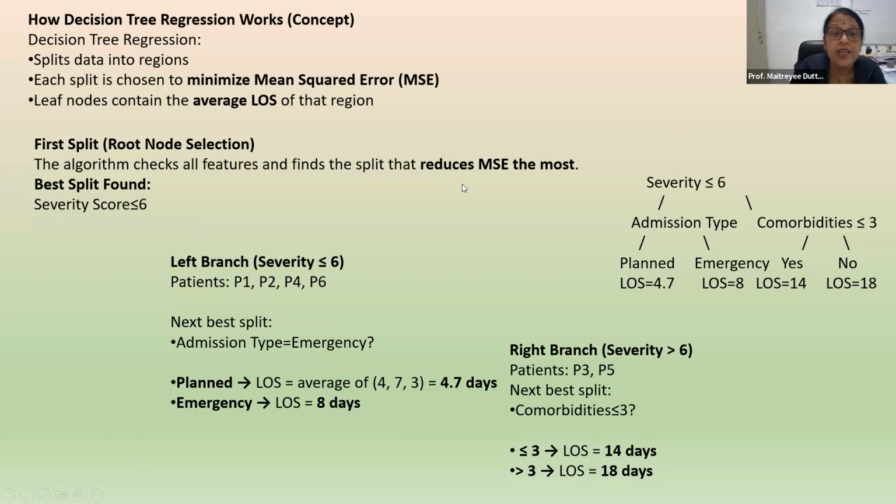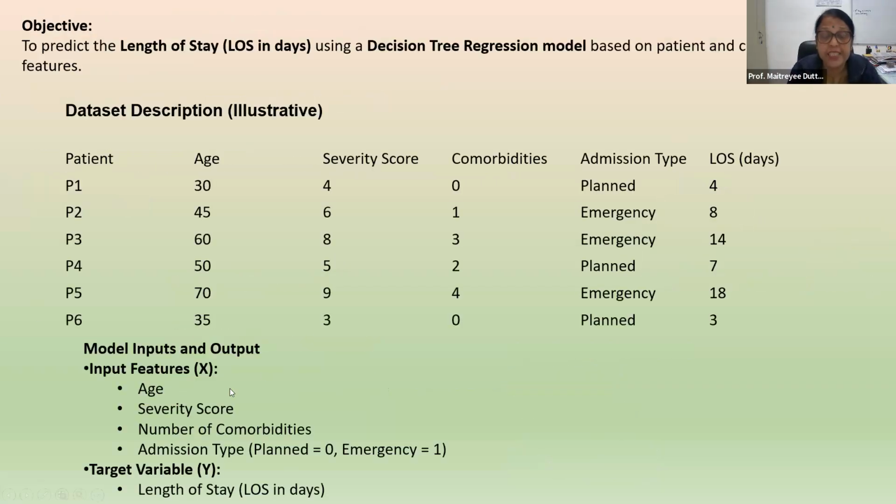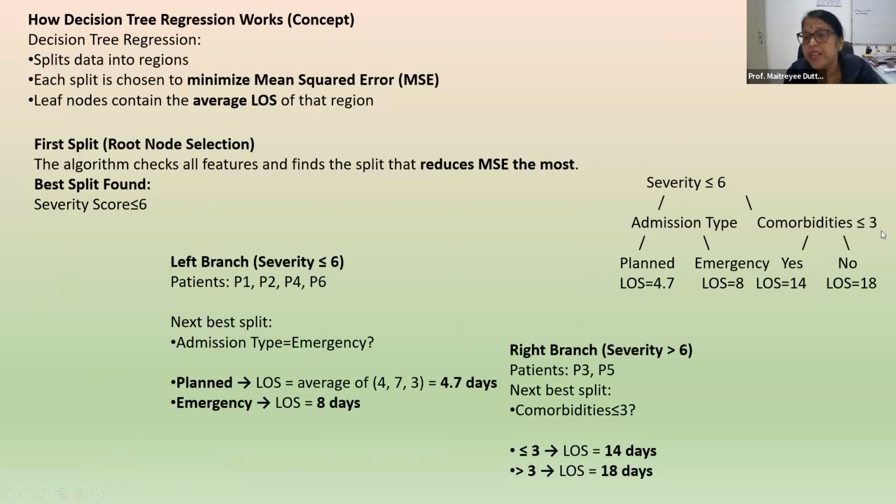So this is your decision tree model. Depending on this decision tree, if a new patient comes, what is the advantage? The advantage is prediction. If a new patient comes with some values of age, severity, comorbidities, admission type, then directly from this model you can find out the predicted LOS of that patient. Right? Up to this, is it okay for the decision tree?